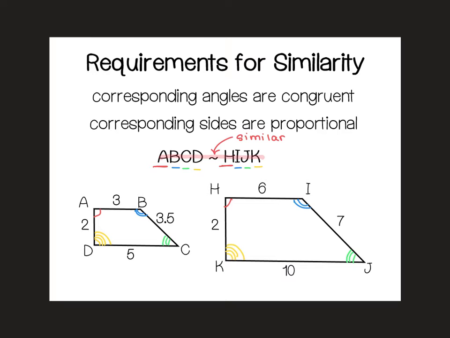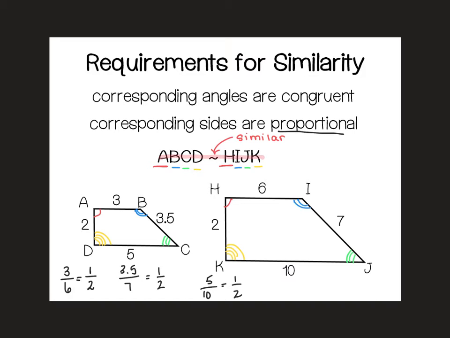The second requirement we said is corresponding sides are proportional. So what I mean by that, hopefully by looking at this, you can see that AB and HI are corresponding. If I make a ratio with those, I get 3/6, and 3/6 is really 1/2. If I continue doing that with all the corresponding sides, the next set would be 3.5/7. If you simplify, you're going to get 1/2. The next one is 5/10. If you simplify, you get 1/2.